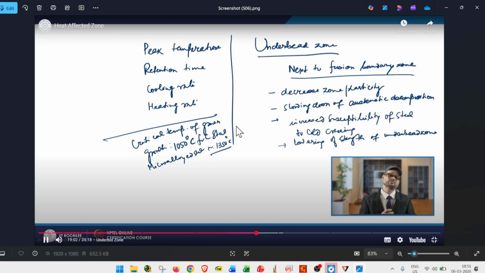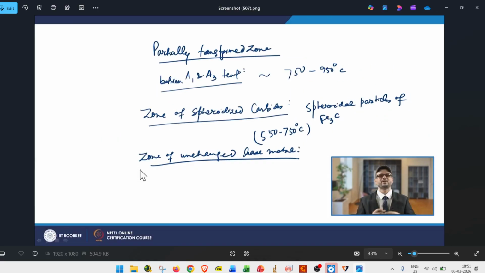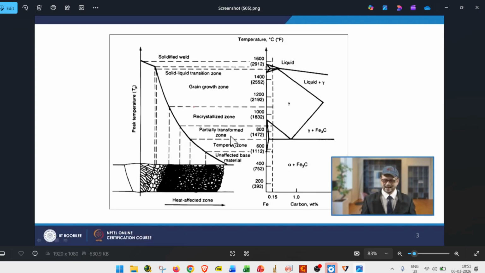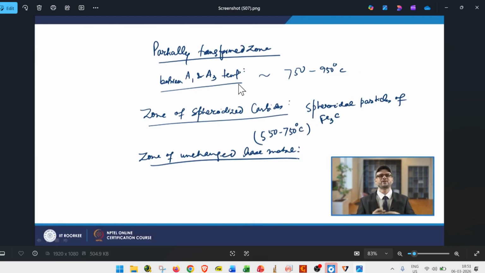So which factors affect how the microstructure changes? No, this is the heat treatment process. So here are the different transformations we have seen: partially transformed region, tempered region, and recrystallization zone. How does the microstructure look?